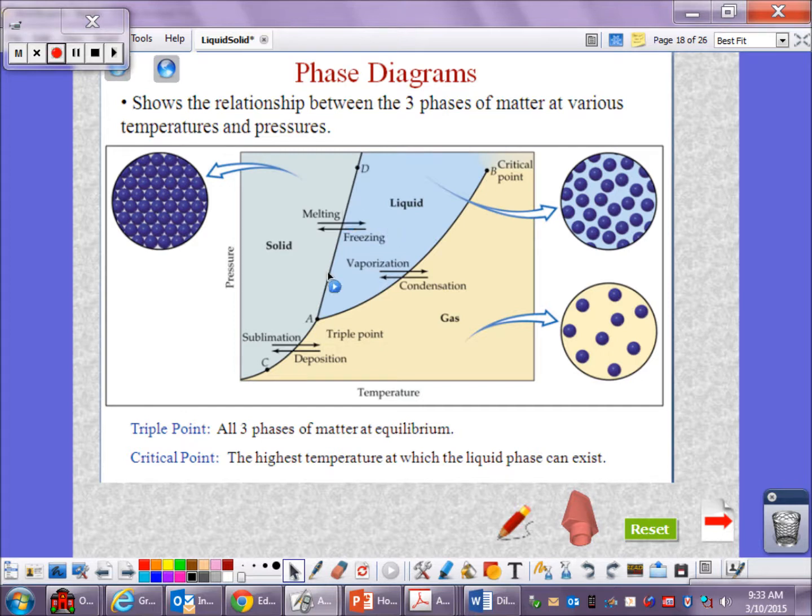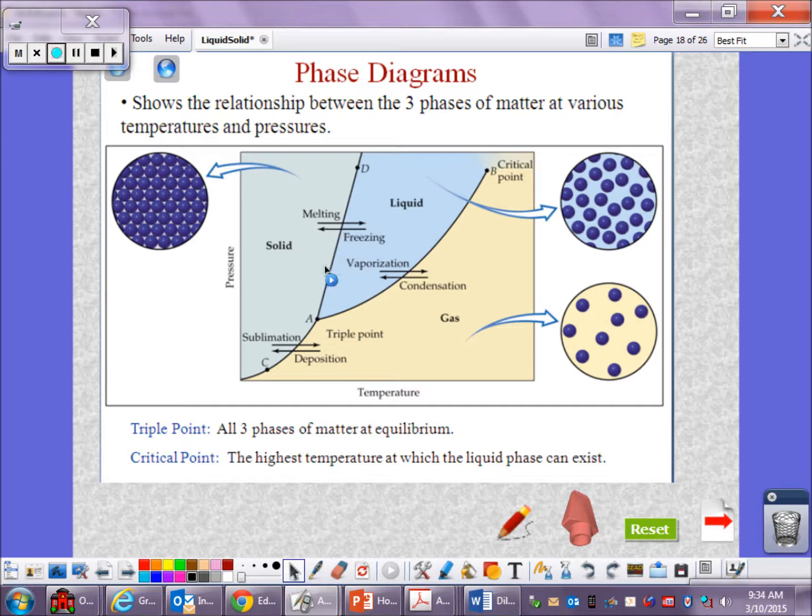I said yesterday, any point on this line is a point at equilibrium, where your solid and liquid are at equilibrium. In other words, it could be the freezing point or the melting point at different temperature and different pressure for that substance. So I told you yesterday, let's say this is water. If we have 100 degrees Celsius here, you go up to exactly 1 atm. This would be the normal freezing point and normal melting point of water.